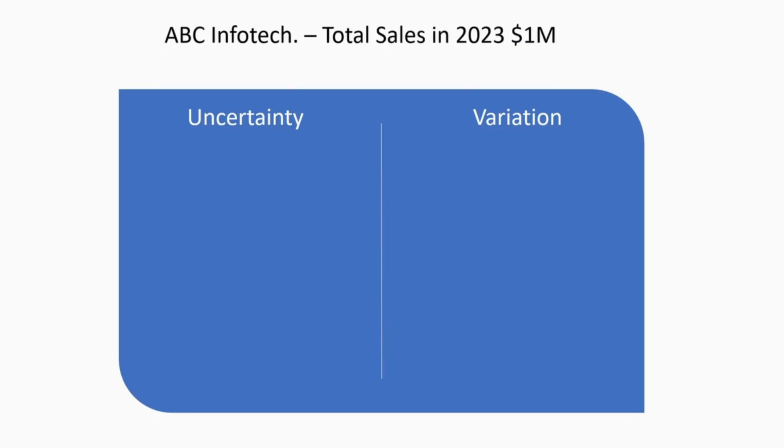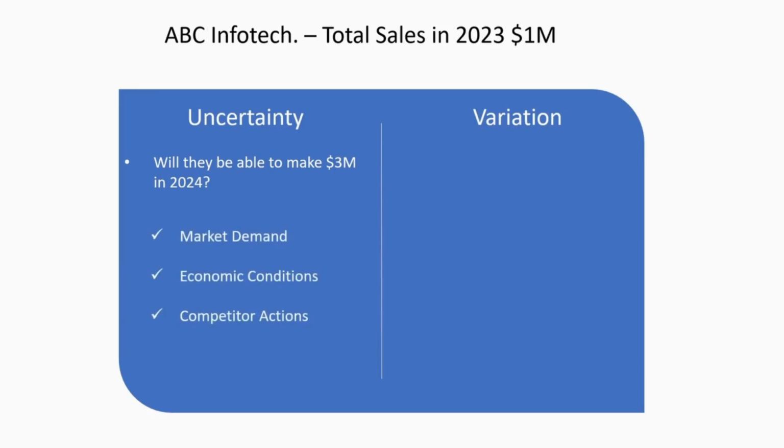Let us say ABC Infotech made a total sale of $1 million in 2023. They have a target of $3 million for 2024. Can they achieve this target? This depends on various factors like market demand, economic conditions, and competitor actions. They may be able to make a revenue of 2 million, 3 million, 4 million, or even more. The company achieving or not achieving the target is uncertain. Statistics help us to calculate probabilities and finalize a target that the company is confident to achieve.